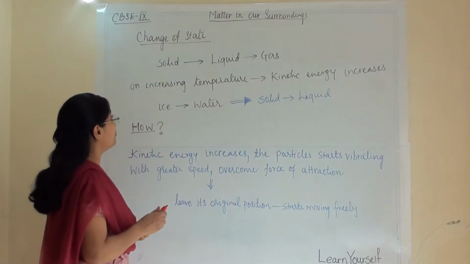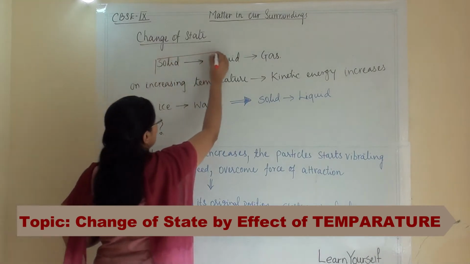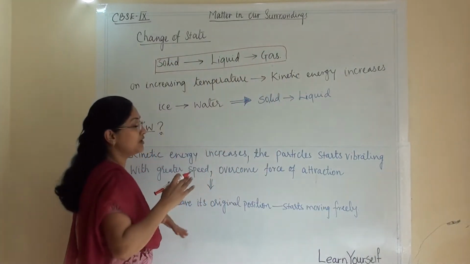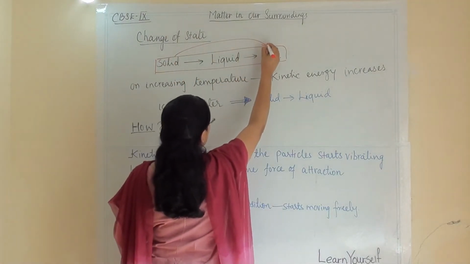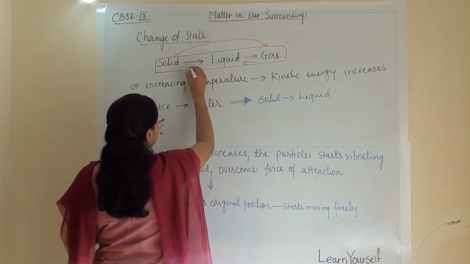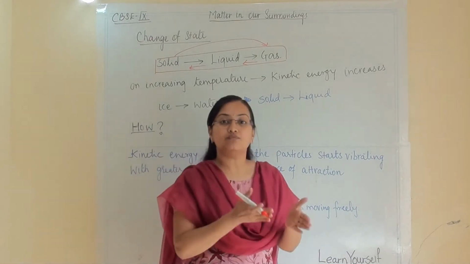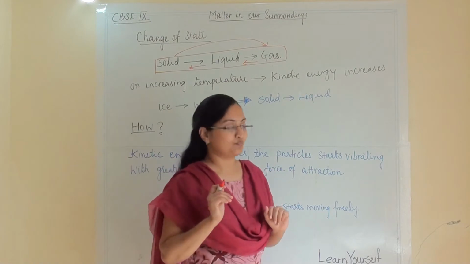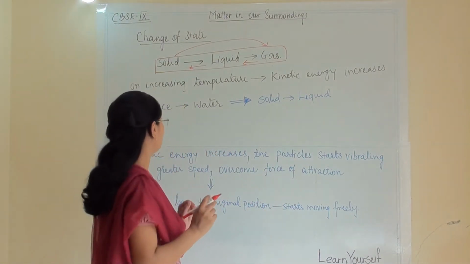So we all know that interconversion of states of matter is like this: solid will convert into liquid, liquid will convert into gas, and sometimes solid will directly convert into gas, and interchanging of these is also possible. Ice can become water, water will become ice, and so on. So this is known as interconversion of states of matter.